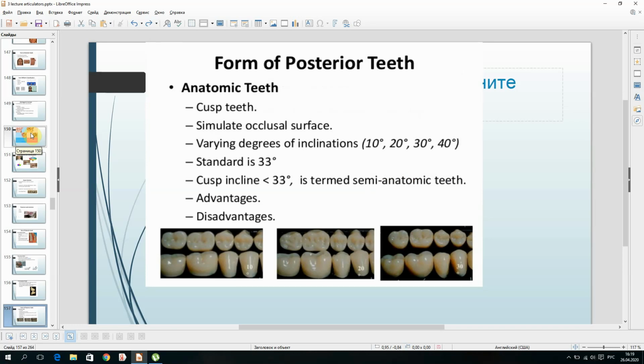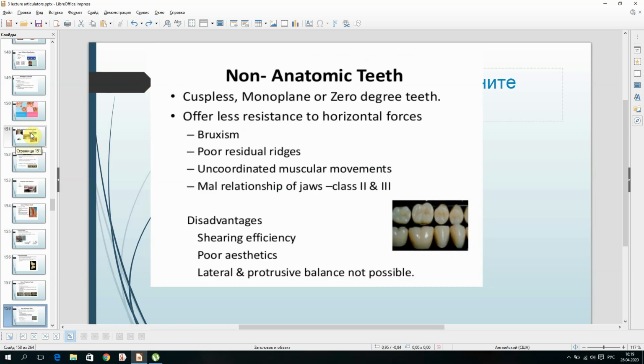Form of posterior teeth. Anatomic teeth, cusp teeth, simulate occlusal surface, varying degrees of inclination. Standard is 33 degrees. Cusp incline is termed semi-anatomic teeth. Advantages, disadvantages. Non-anatomic teeth: cuspless, non-anatomic, monoplane or 0-degree teeth.